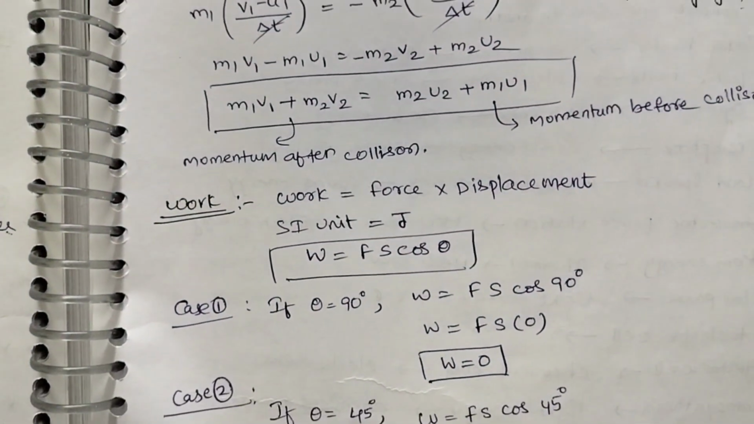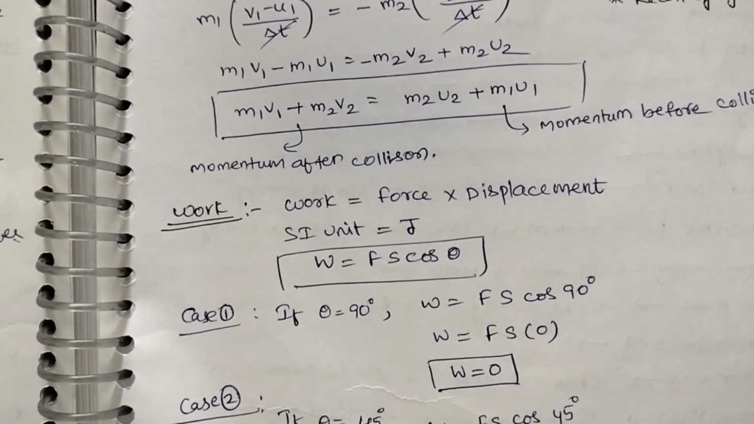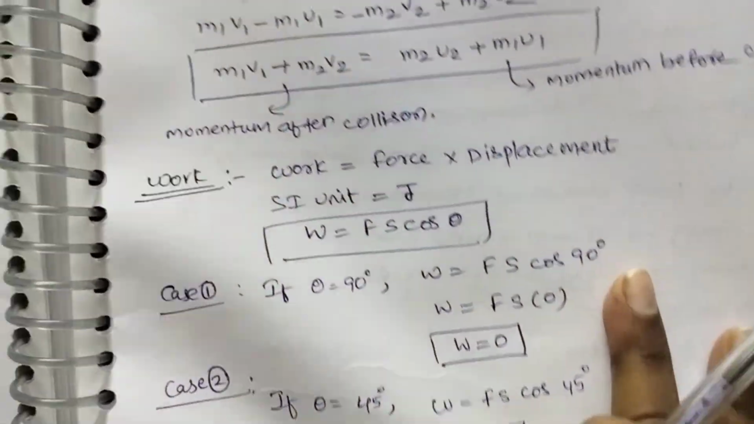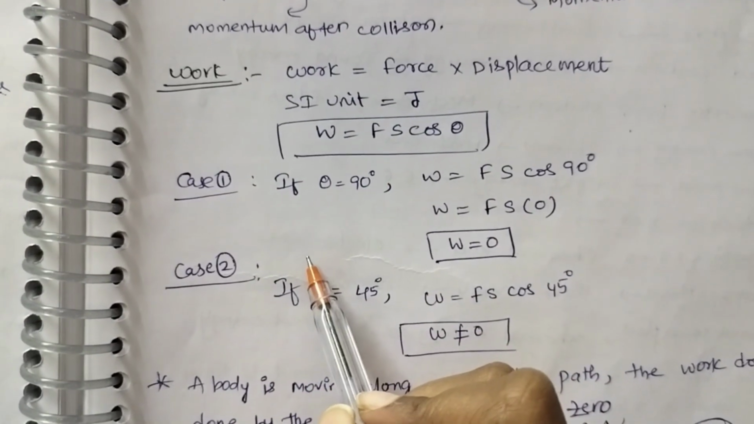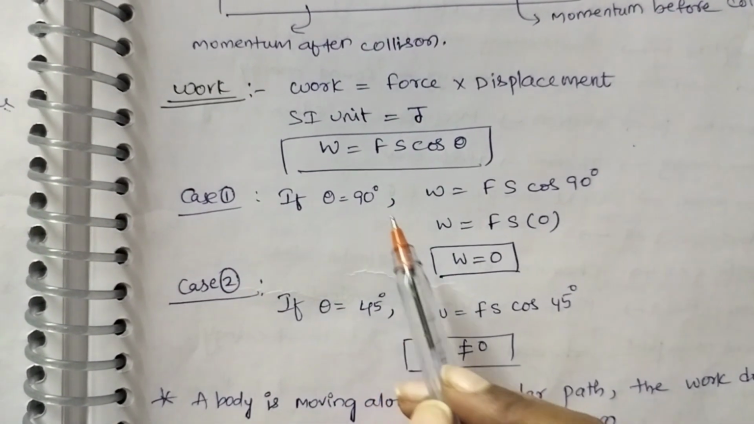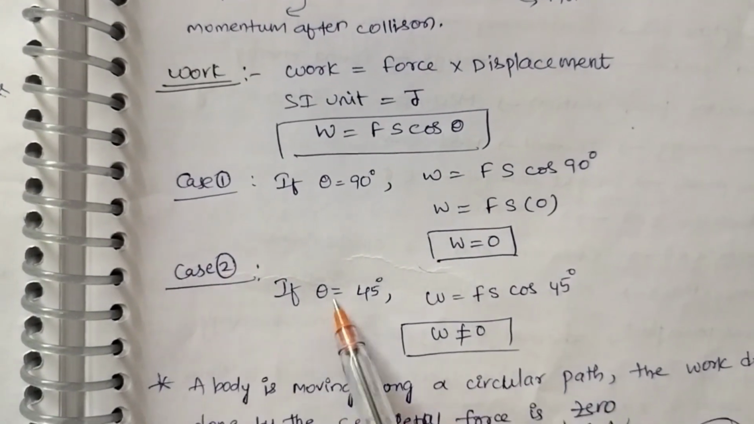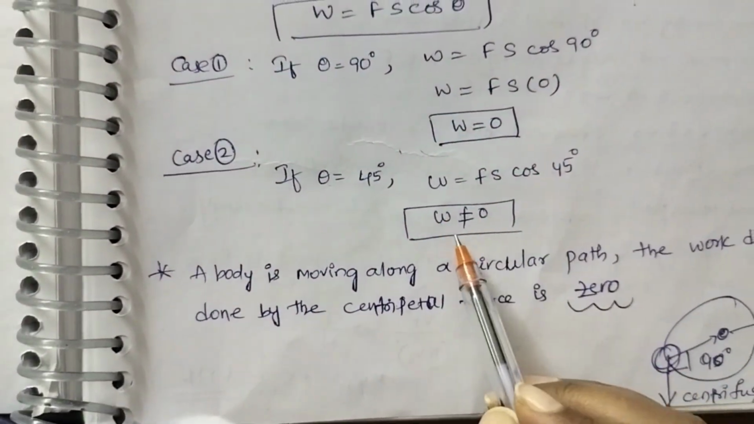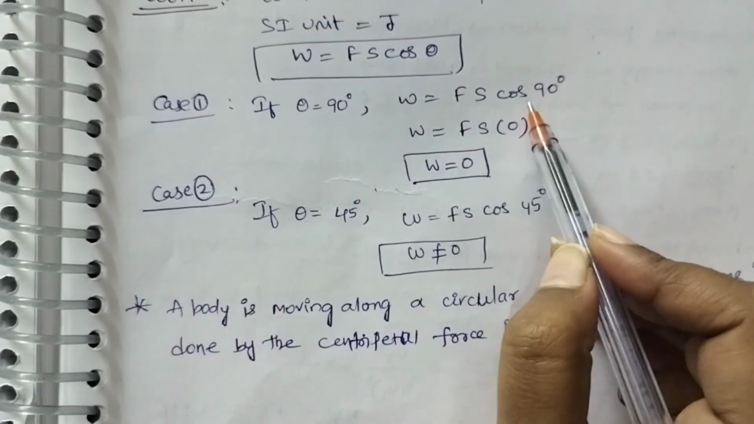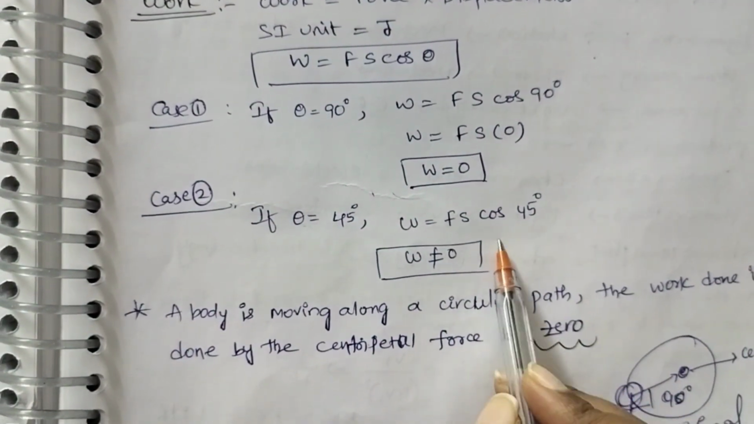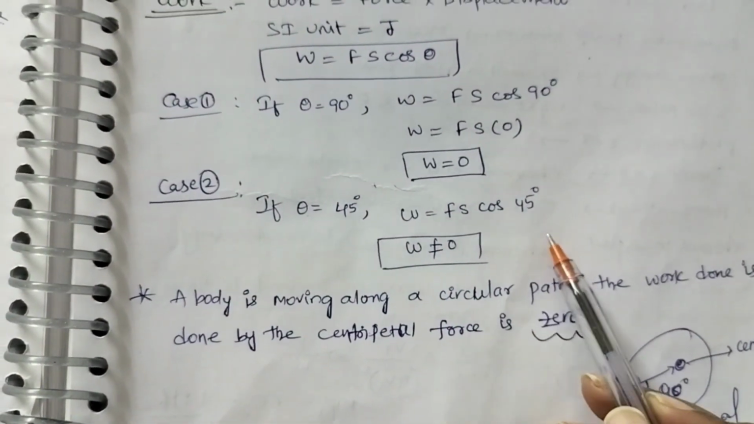We know work is equal to force into displacement. SI unit of work is joules. W is equal to F cos theta. If theta is equal to 90, then work done will be 0. If theta is equal to 45 degrees, then work done will not be equal to 0. When we solve this, cos 90 is 0, cos 45 is 1 by root 2.